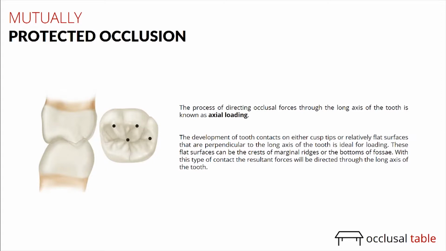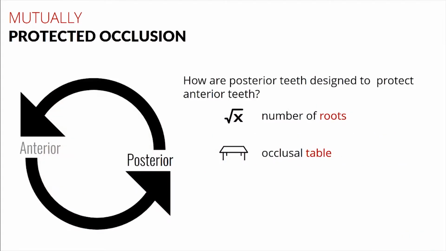So the development of these tooth contacts on a nice broad table allows for the transmission of force down into the roots, into the PDL, and for that force to be absorbed. Okay, so again, you can see the difference in the design of a posterior tooth compared to an anterior, which sets it up to be able to absorb these forces in a vertical direction.